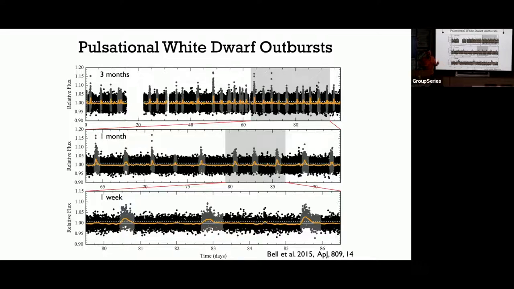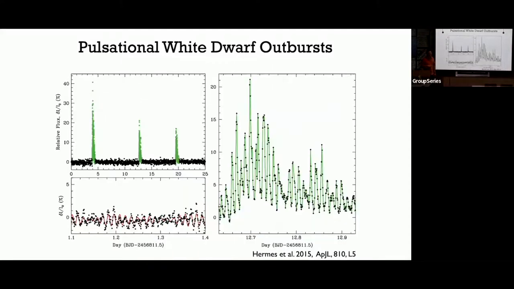As Kepler started to observe new fields along the ecliptic as K2, we saw more examples of this from brighter white dwarfs where we could get much better signal to noise and really see what was going on.